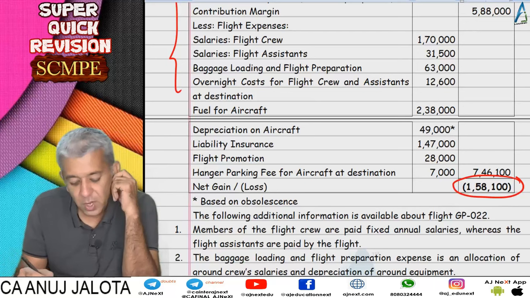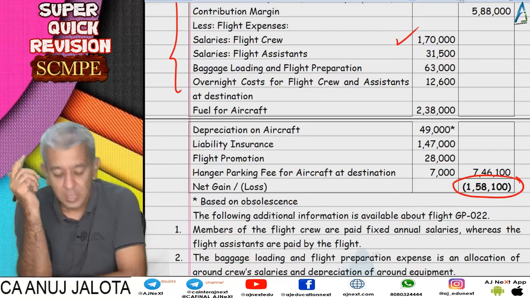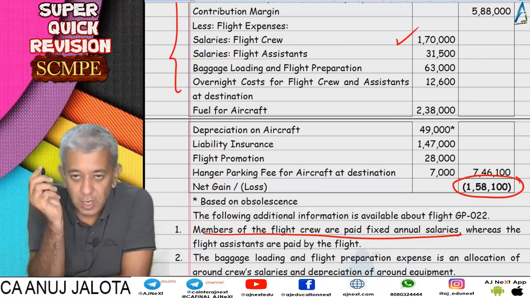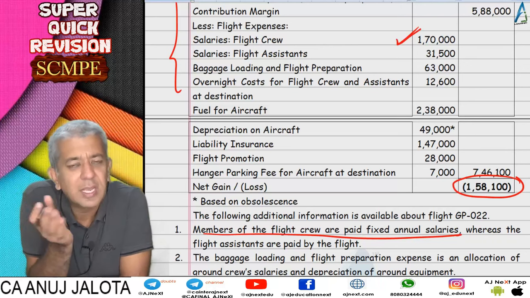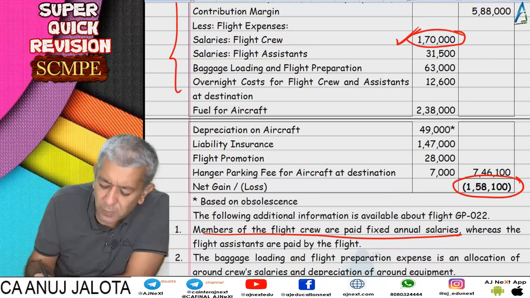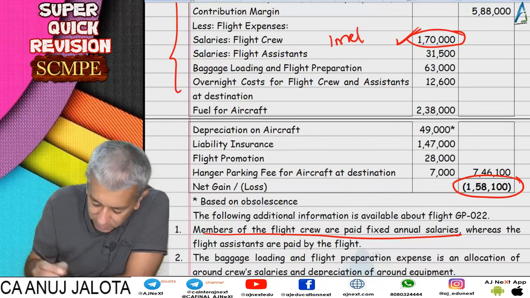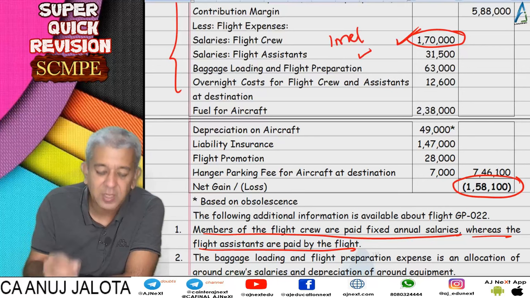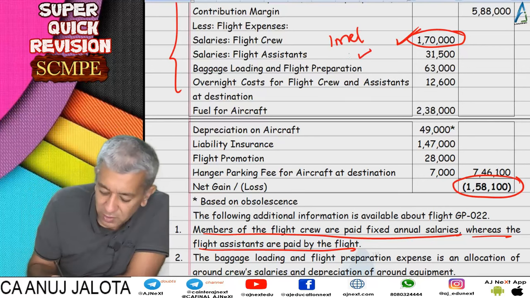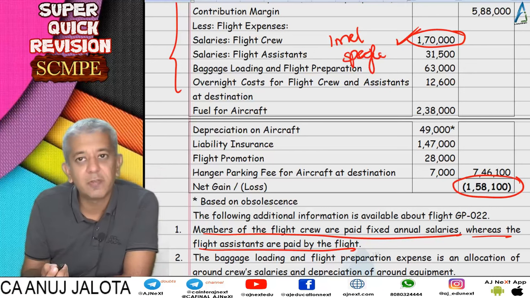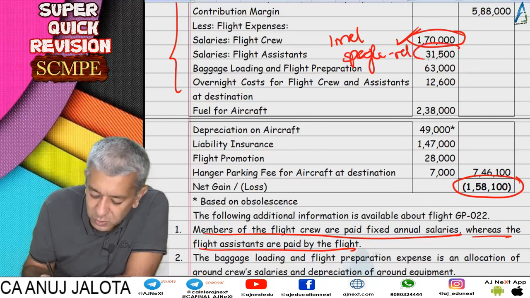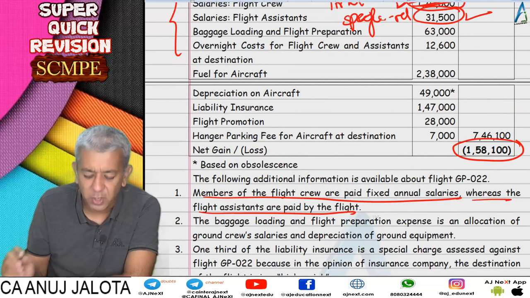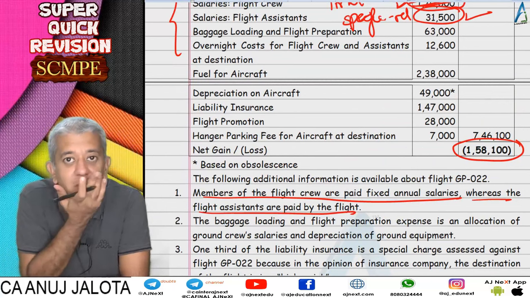Listen. You have salaries of flight crew. Members of flight crew are paid fixed annual salaries. So whether the plane flies or not, in any case, you will have to pay. So these are actually apportioned, and therefore this was irrelevant. Whereas flight assistants are paid salaries by the flight. That means if the plane flies, then they will get their salary. So this will be a specific expense for this particular flight. If it is a specific expense, obviously it will become relevant. So we had taken this, and we had not taken the other. For every expense, something or the other is given to you. You just have to read and understand the instructions further.